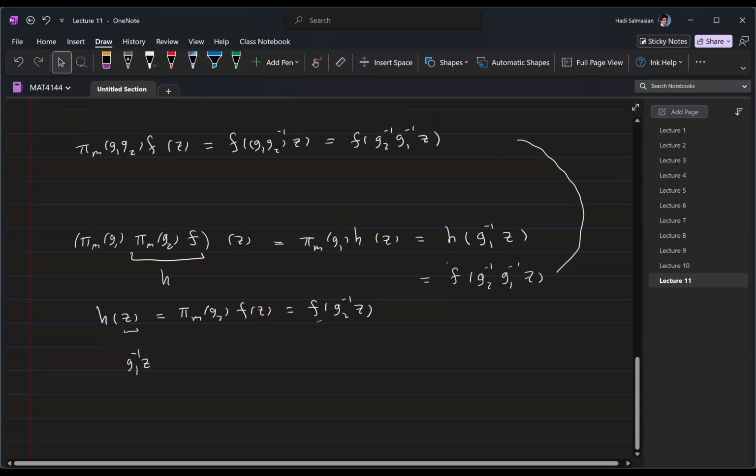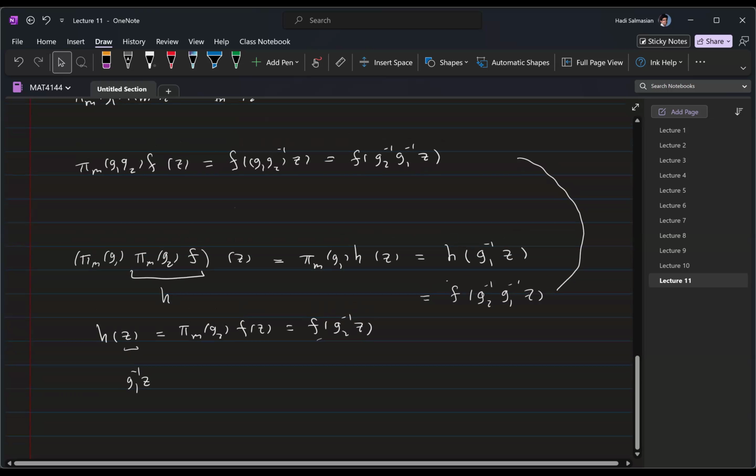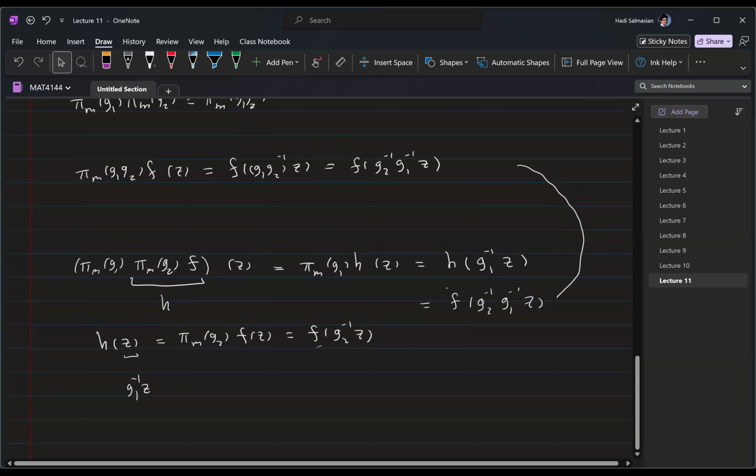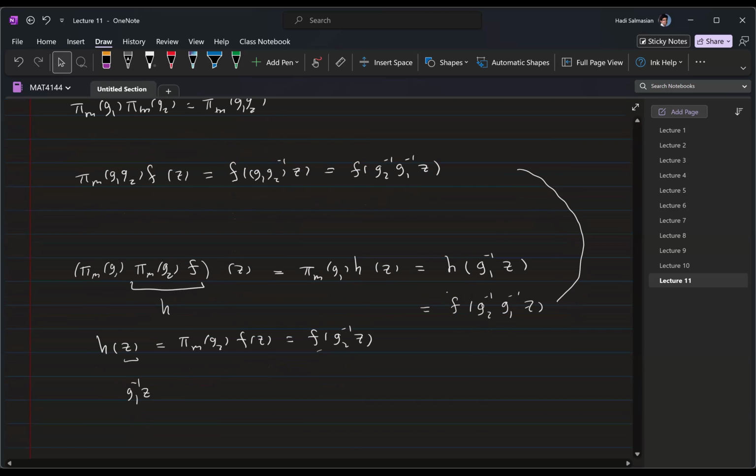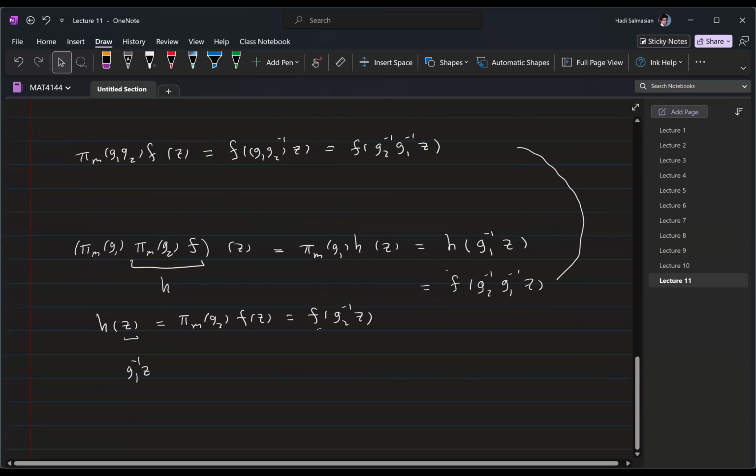Okay. Now, if I didn't put that negative sign in the exponent, then this thing wouldn't work out. I would get something like pi m of G2 pi m of G1 equals pi m of G1 G2. It will not be homomorphic. It will be from the opposite. All is good?